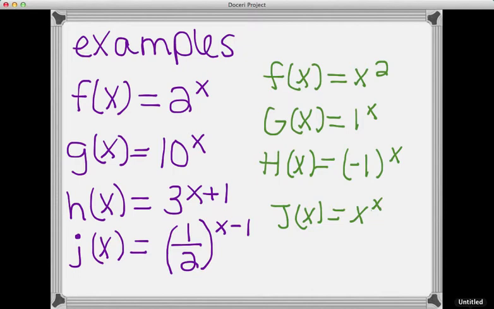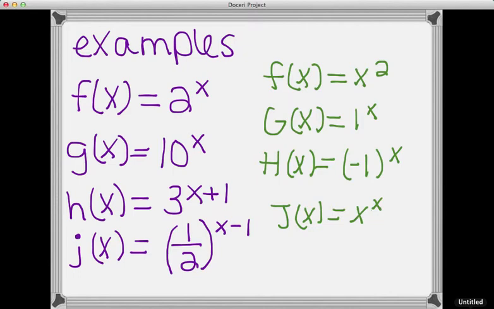Now if you look at the examples in green, f of x is equal to x squared. It would not be an exponential function. Why? Because the base is a variable. It has to be a positive constant number. Okay, g of x is equal to 1 to the x power. It is not an exponential function because the base is 1.